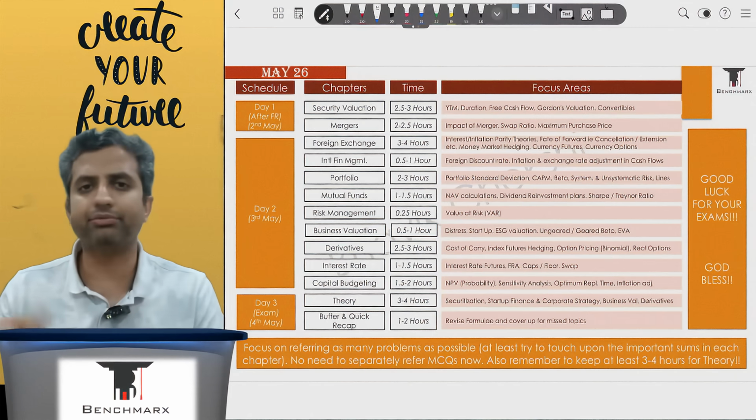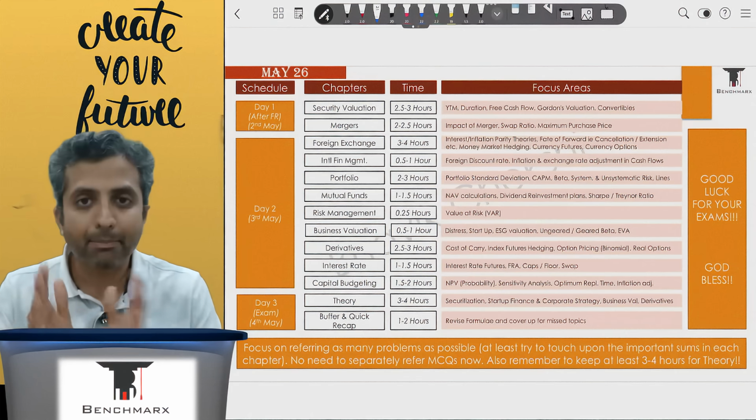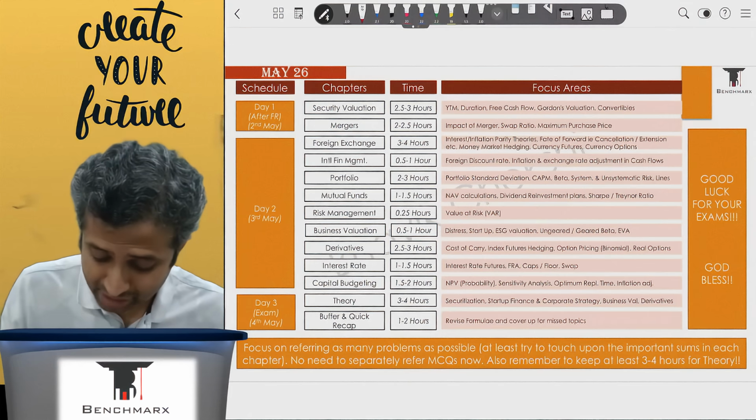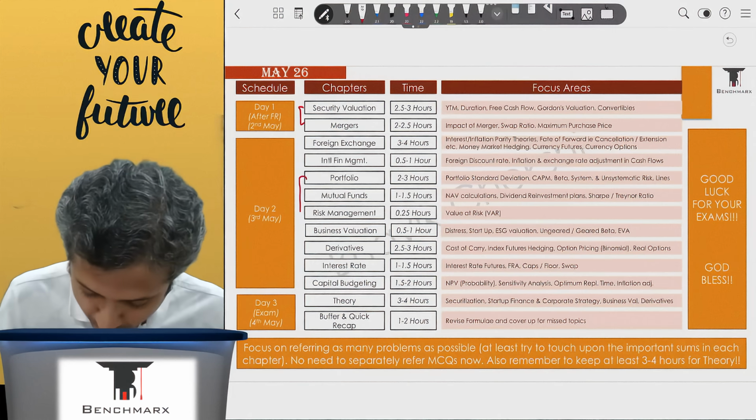Maybe something like foreign exchange might take a little more, theory might take a little less, but ensure that you plan it accordingly. Now, I have said that you start with securities valuation and mergers if you are good with that. If not, I'm telling you, swap this and go into portfolio, mutual funds and risk management.